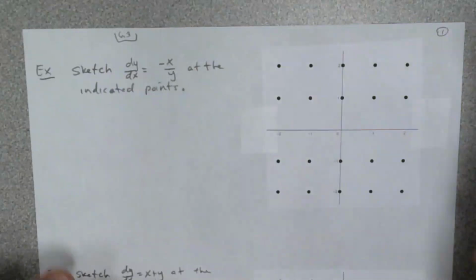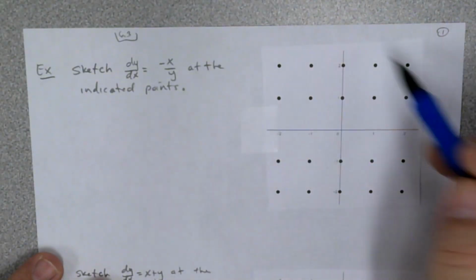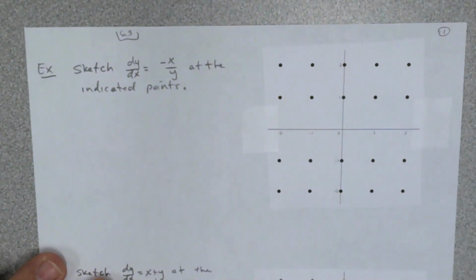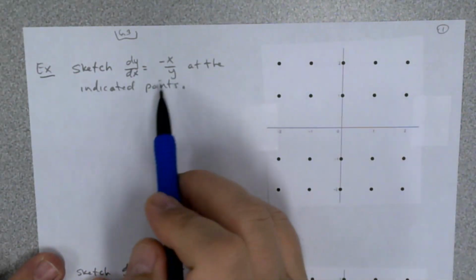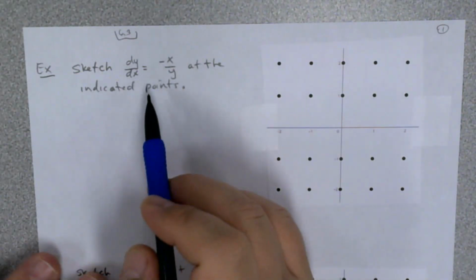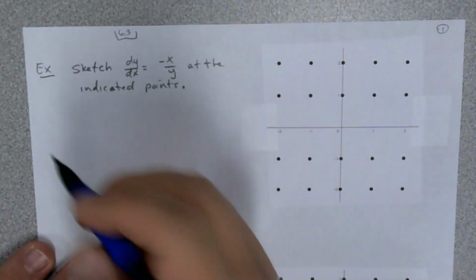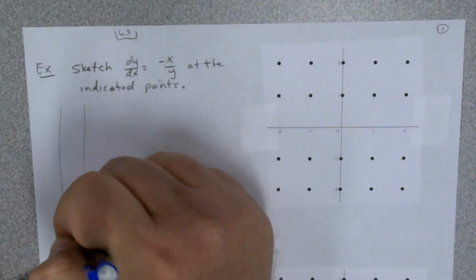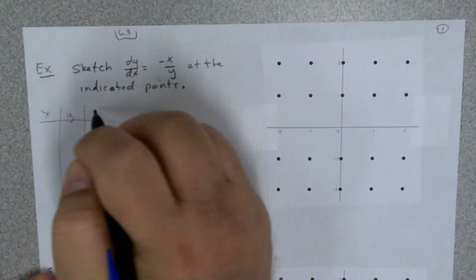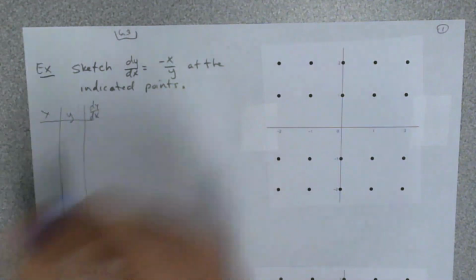This is typically what you might see: a little coordinate system with some dots on it. Your goal is to sketch the slope field at each one of these dots. What you're doing here is simply plugging in values at these dots and finding out what the derivative is at that point. You can make a table, which is highly recommended, with an x, a y, and a dy/dx value.